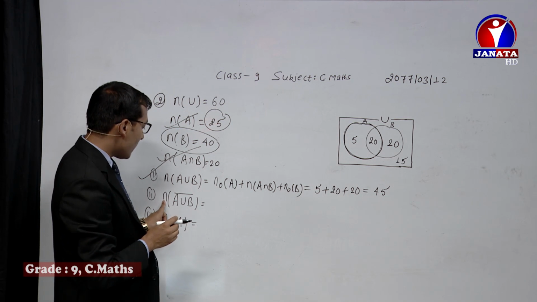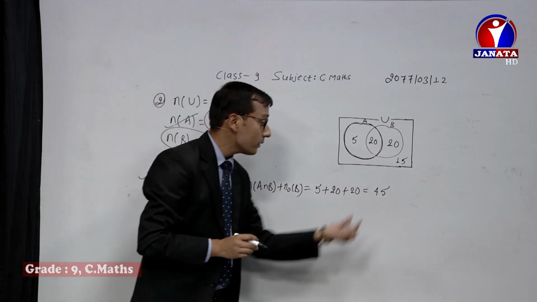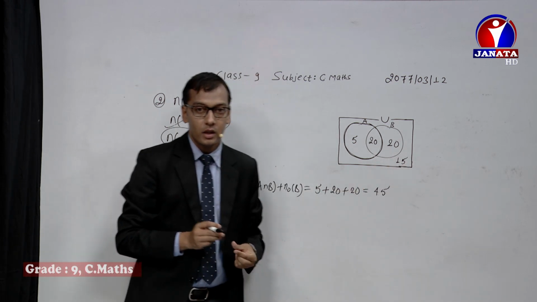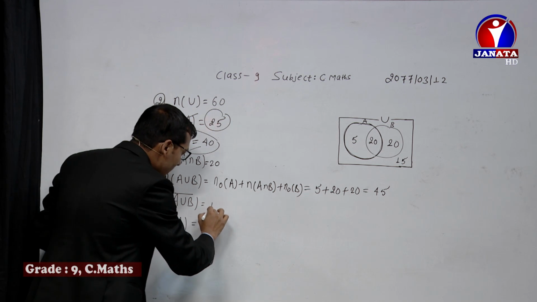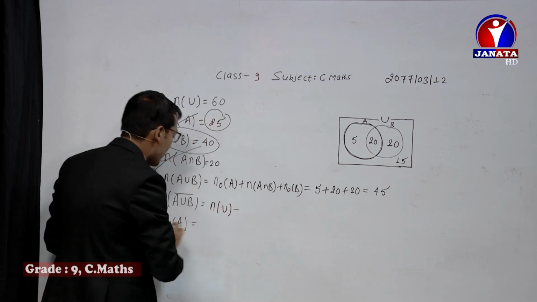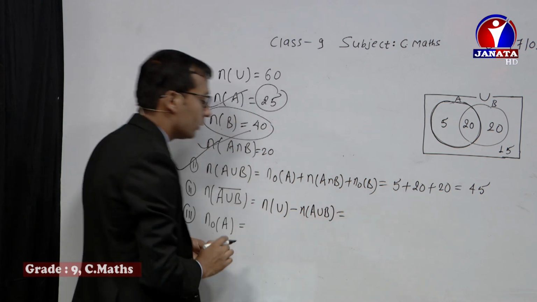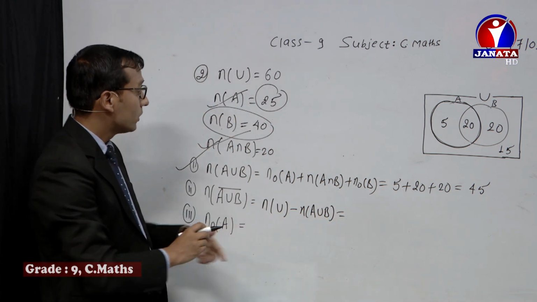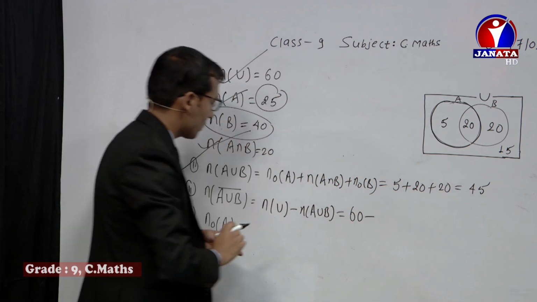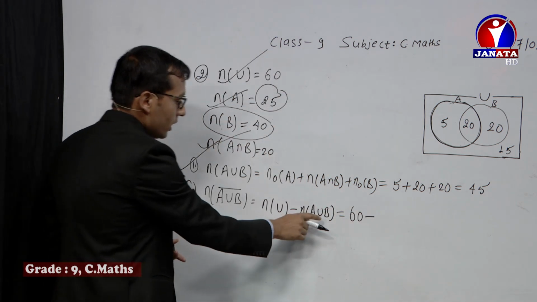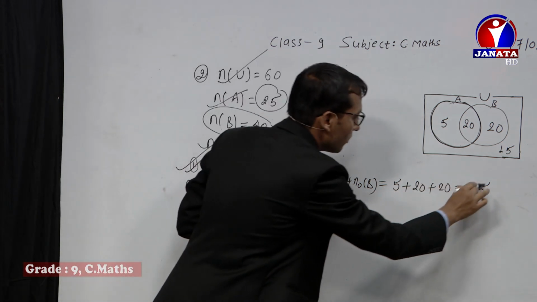Similarly, what is n of (A union B) complement? It is, directly from the diagram, 15. We can calculate this: n of (A union B) complement is n of U minus n of A union B. What is n of U? It's 60, minus the union, which was calculated earlier, 45.